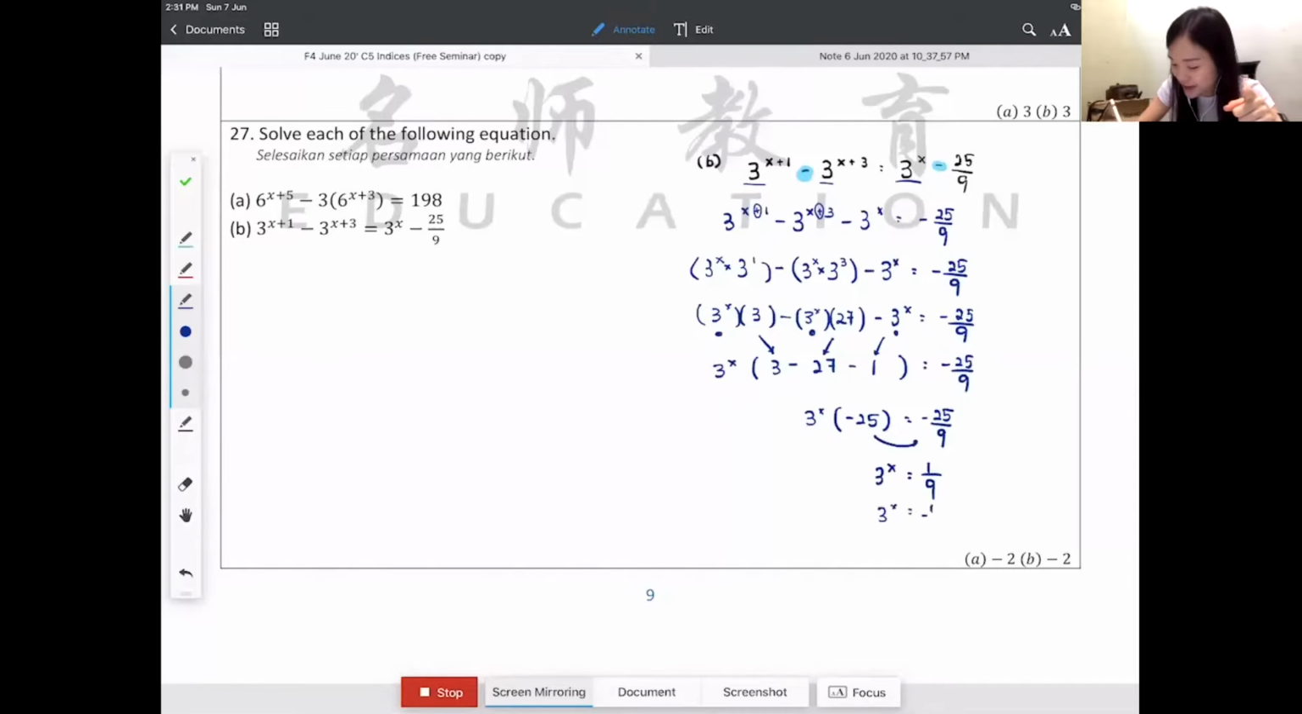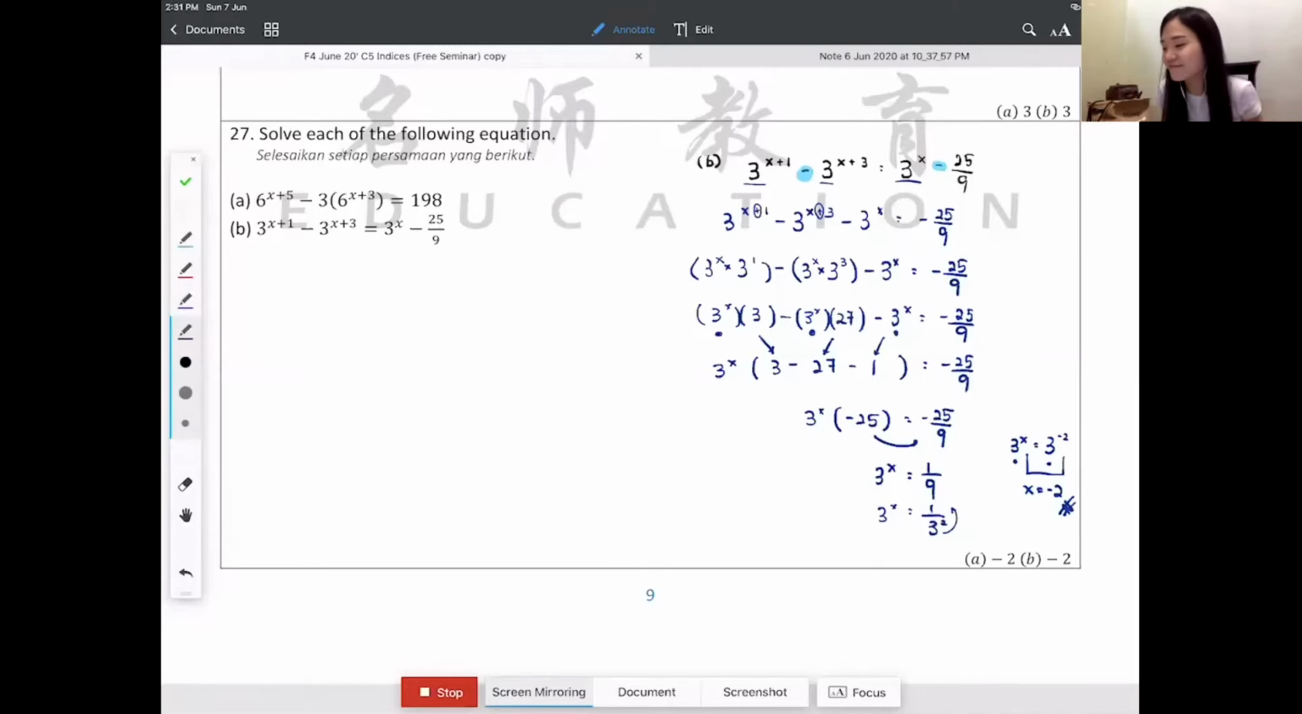Isn't it, 9 can become 3 squared? Whoa, same base already. Again, remember 1 to 1. Left side 1, right side 1. I want to compare, but both of them have different floors. So isn't it, you guys can try to make them the same floor by bringing the 3 up. I repeat again, bring it up, power, negative. Ta-da! Isn't it the same base now? Compare. X answer, negative 2. Done.